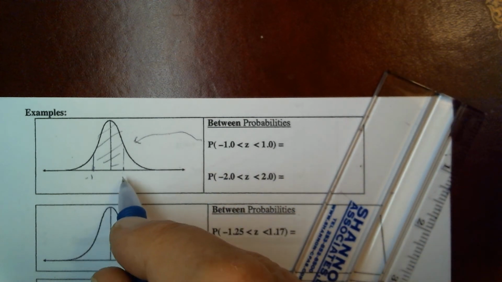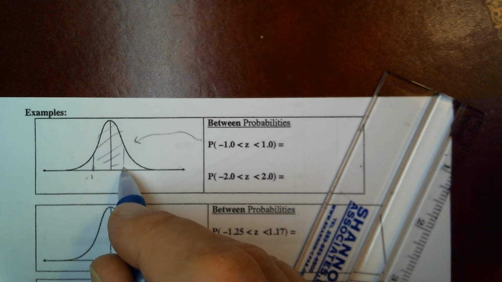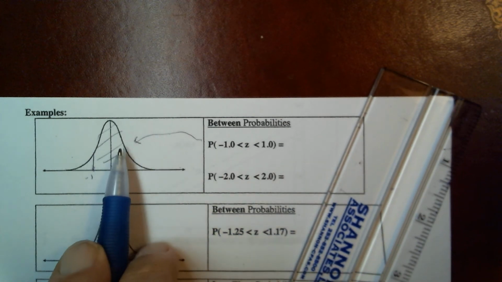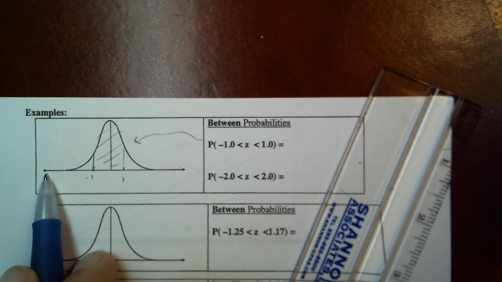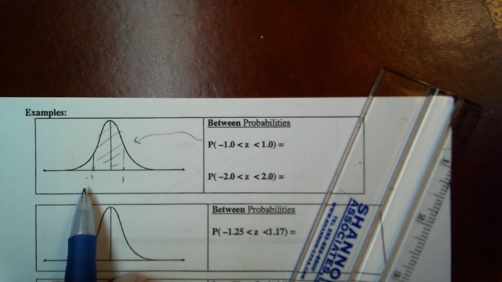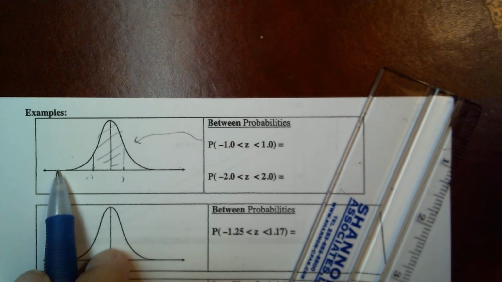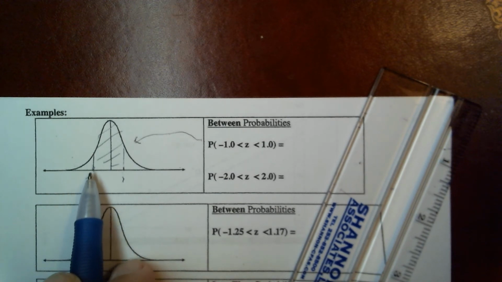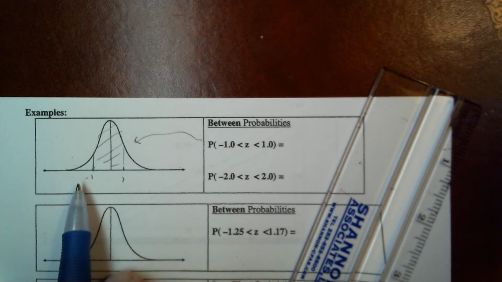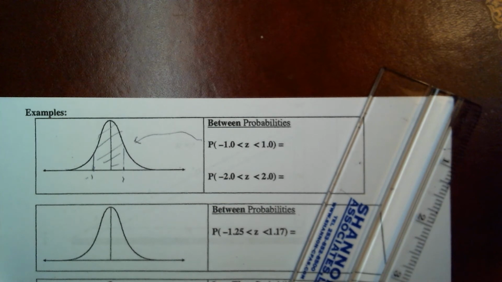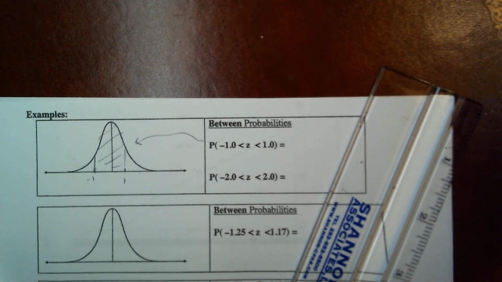Now, we need to look up the z-score for 1, and that will give us all the area to the left of 1. And then we need to look up the z-score of -1, and that's all the area to the left of -1. So we need to subtract the smaller area from the larger area. So let me show you in the z-score table what that looks like.